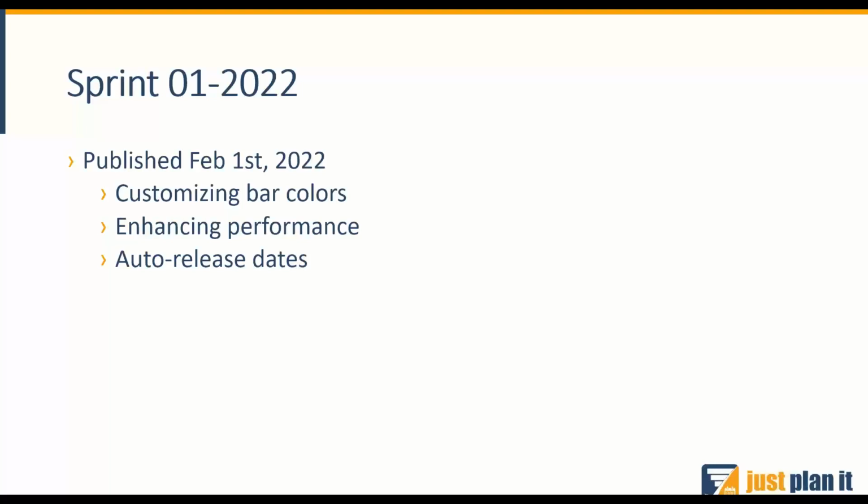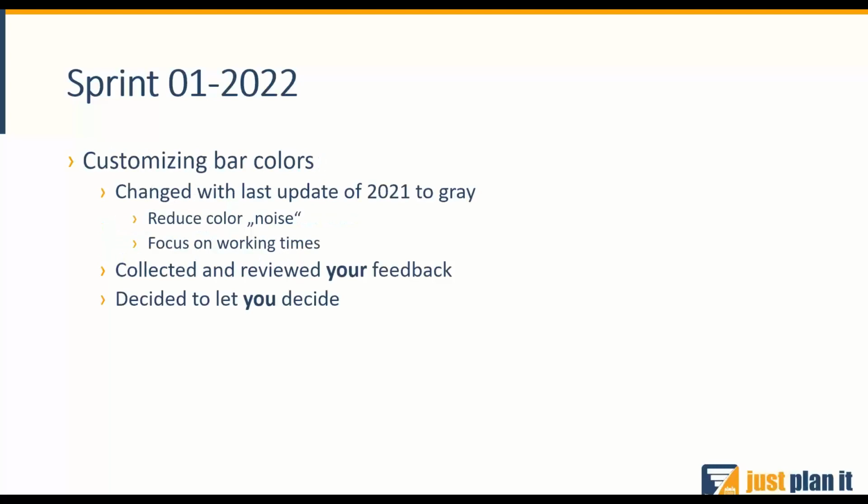The first thing that we are going to talk about is the customization of bar colors. Now, what do we mean by that? We changed how the non-work time looked and felt with the last release of 2021. We changed the calculated matted color that we had before to a stable gray version to reduce color noise and to let you focus on work time. And then we collected and reviewed your feedback and heard from a lot of people they like the gray, but we also heard they preferred the way we had it before. And then we decided to let you decide how you want your bars to look.